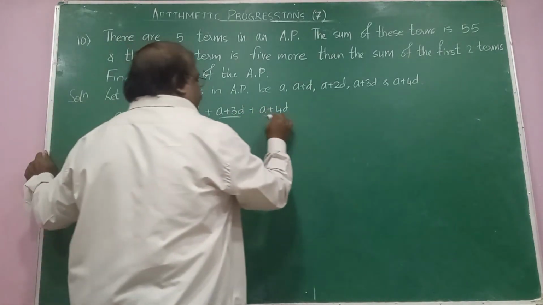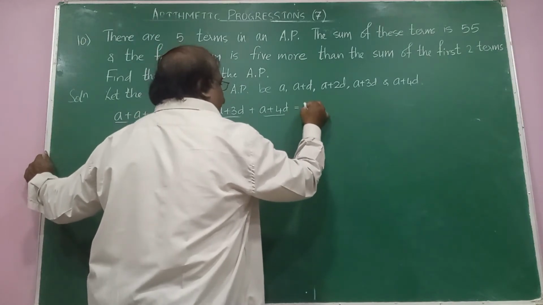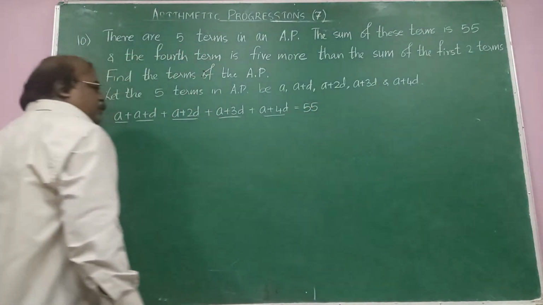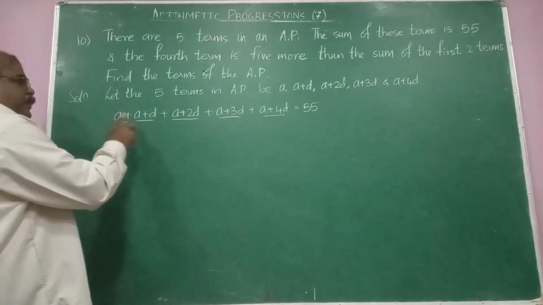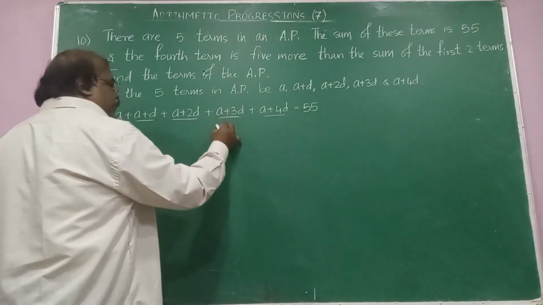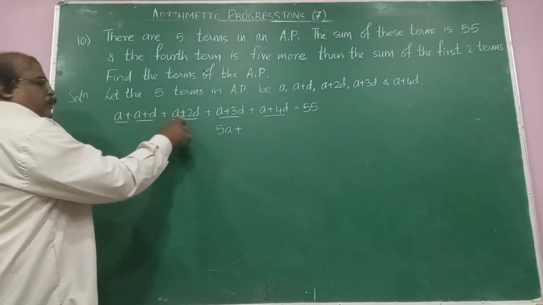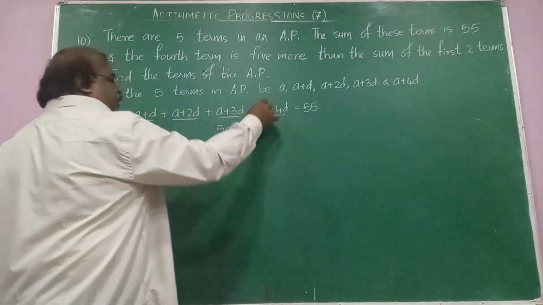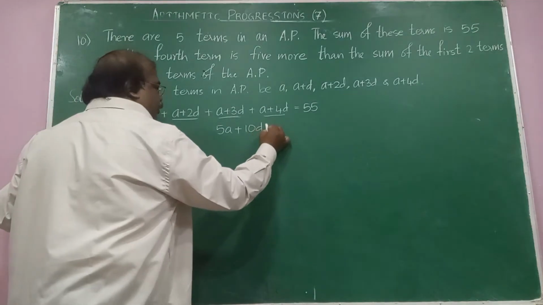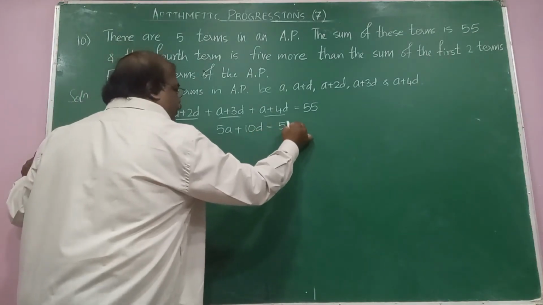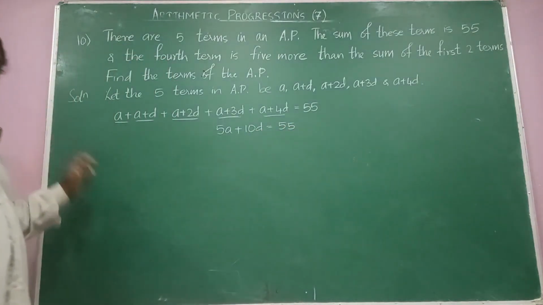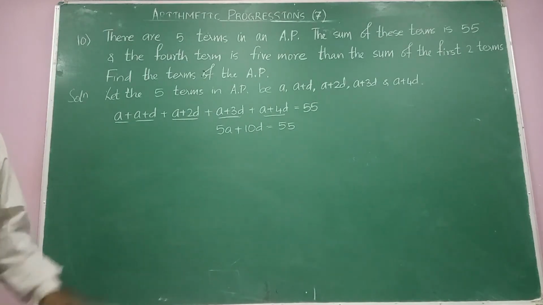The sum of these 5 terms is 55. Let me add 1A plus 1A plus 1A plus 1A plus 1A, that is 5A. 1 plus 2 plus 3, 6, 7, 8, 9, 10D is equal to 55. What did I get? I got 5A plus 10D is equal to 55.